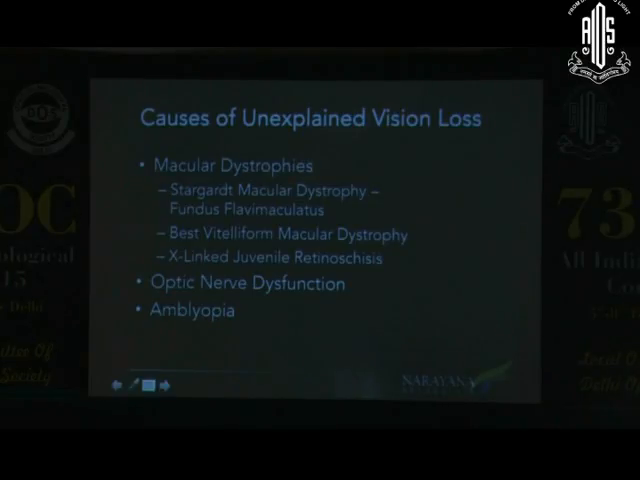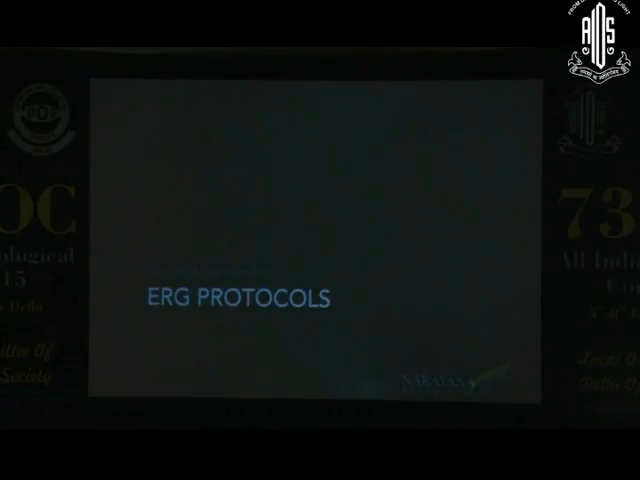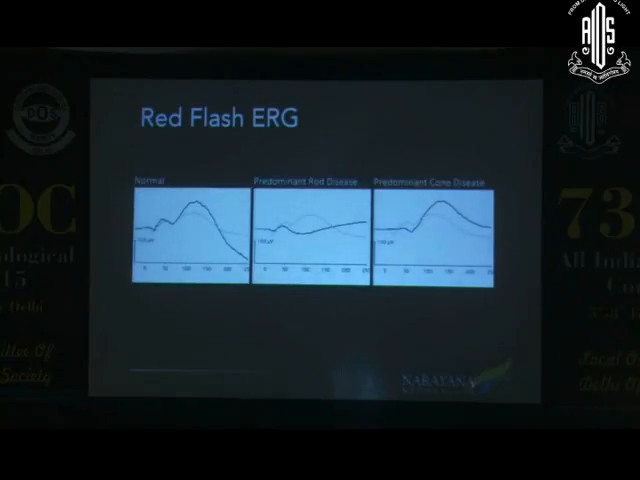These are the reasons for unexplained vision loss in children. I won't go into this in too much detail. ERG protocols are something that get varied a little bit in children, but more even in adults. We're now starting to do something that's called a red flash ERG. As soon as we do the red flash ERG, you start to get two responses. The first response, the B wave response, is from the cone system, and the second response is from the rod system.